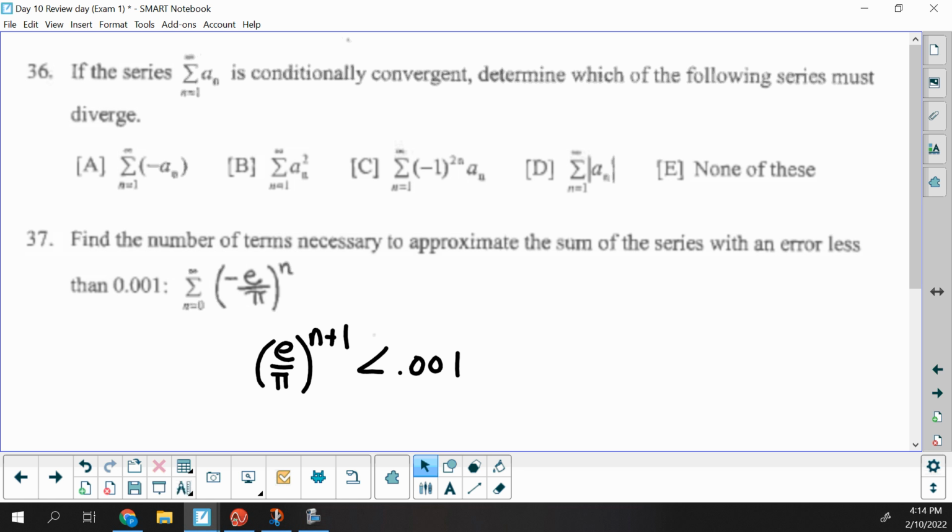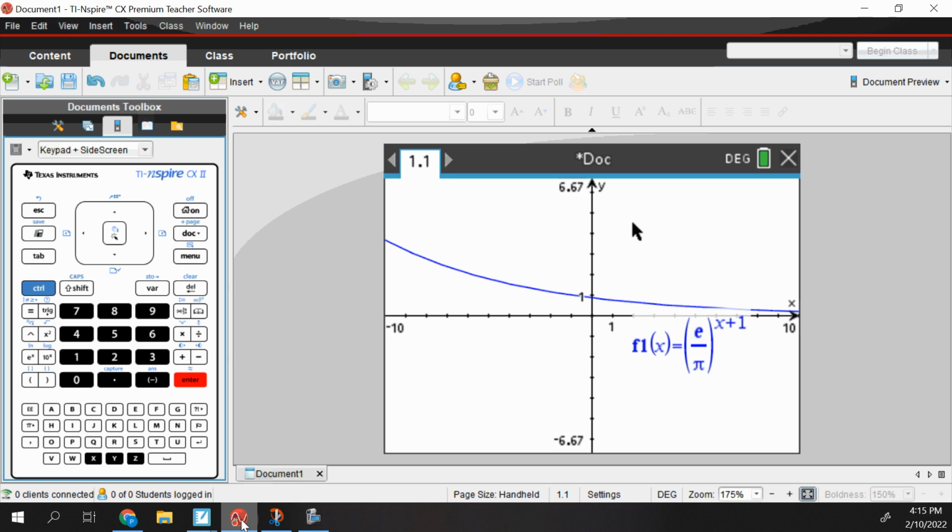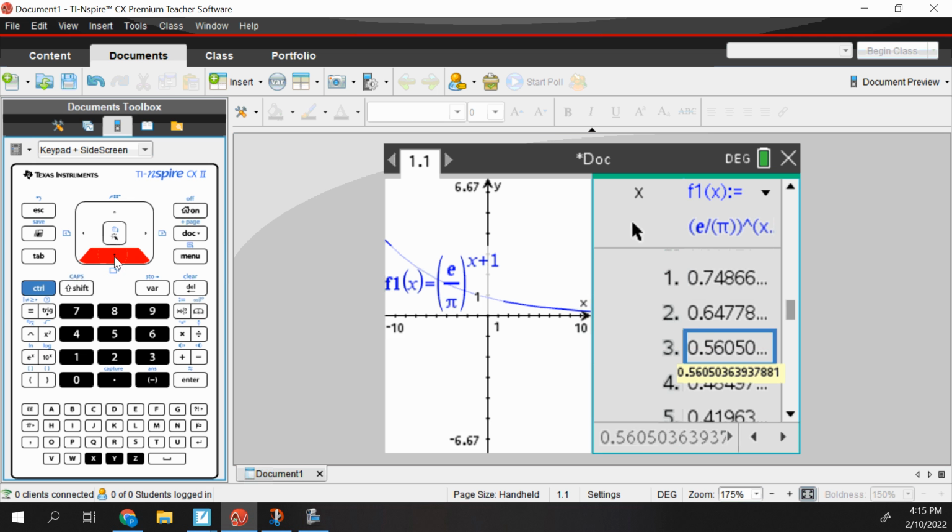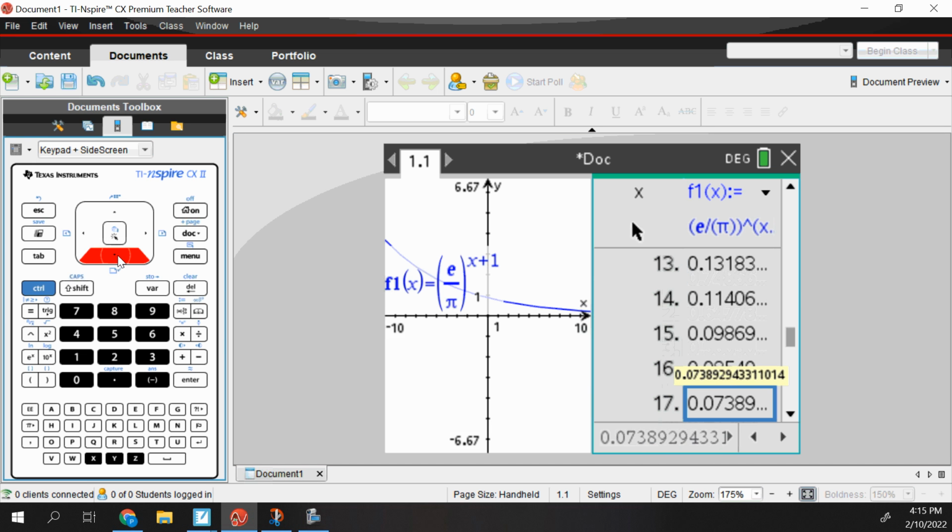Now, if this was something nice, we've seen ones where you multiply things around and get the n by itself and all that. Well, this is kind of messy, so just do it in the calculator. I've already got in a graphs page e over pi raised to the x plus 1. If you do a control T, we're just going to scroll down until we find the first one that's less than 0.001. Keep in mind, we've got to be careful of scientific notation. We're starting to get close here. We got 0.0011. Boom, there it is.